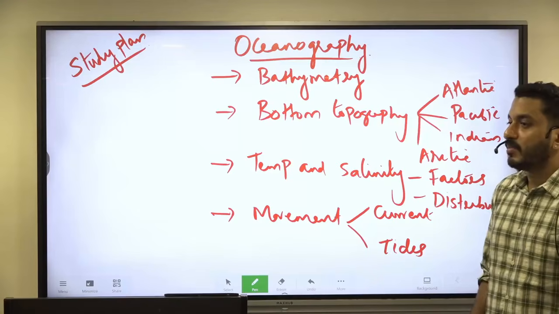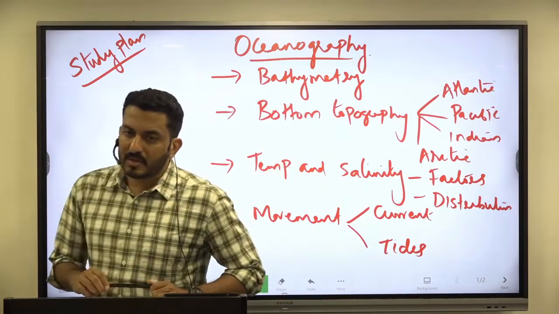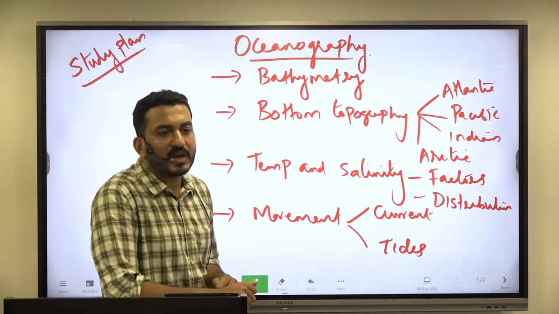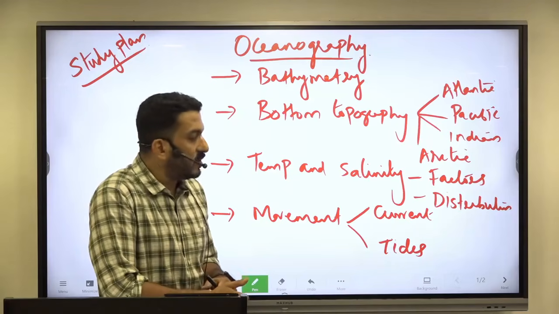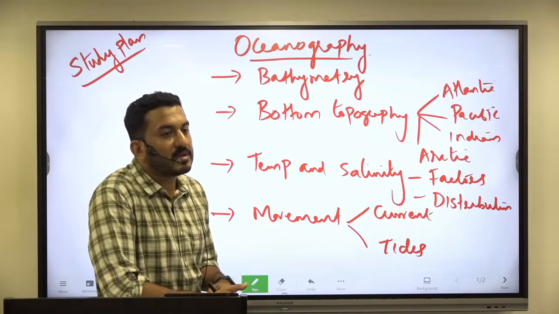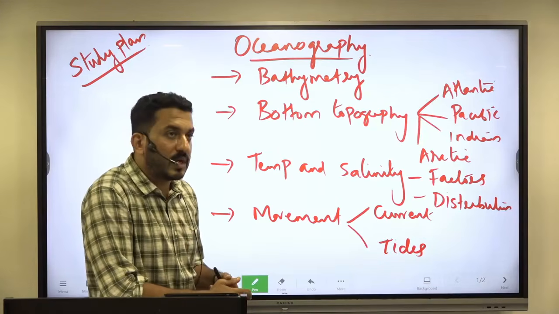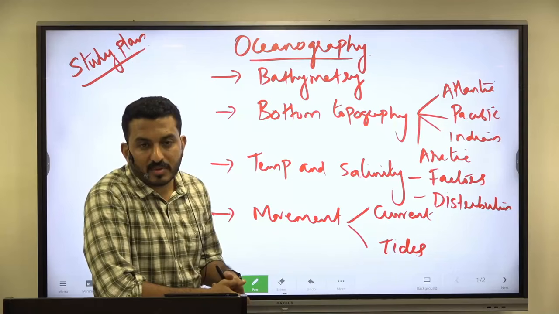Then two important properties of ocean water are temperature and salinity. So you need to understand what is temperature, what is salinity, and what are the factors affecting temperature and salinity of ocean water, plus the distribution, how salinity varies, how temperature varies. You can talk about horizontal distribution, vertical distribution, latitudinal distribution. Also you can talk about the regional distribution.